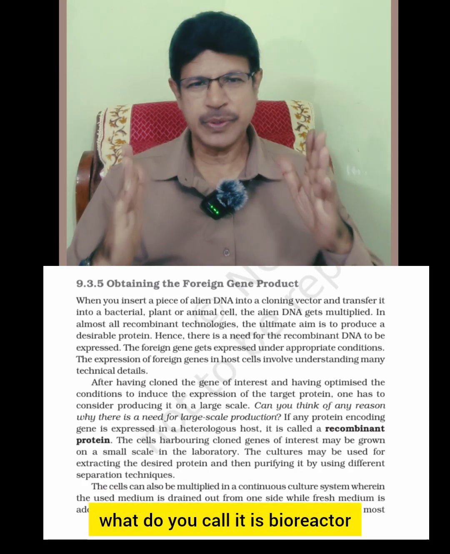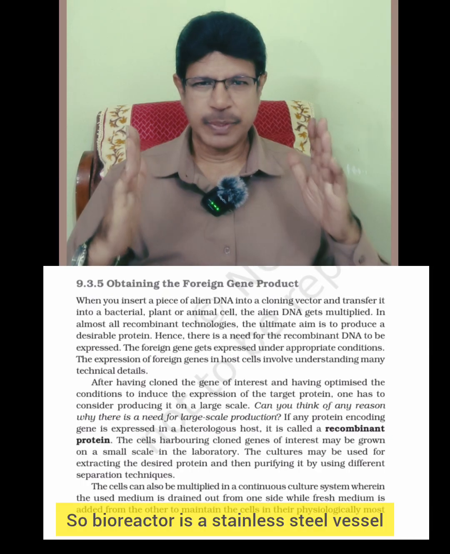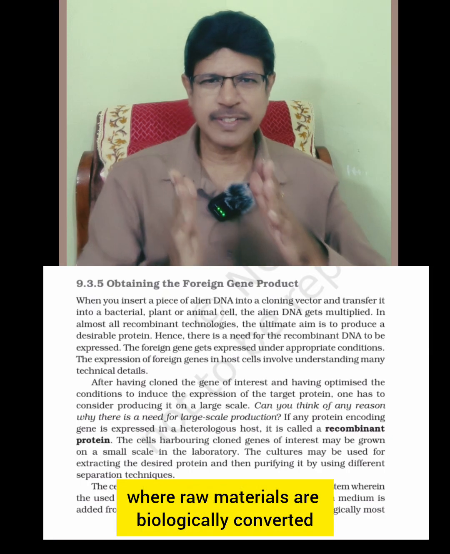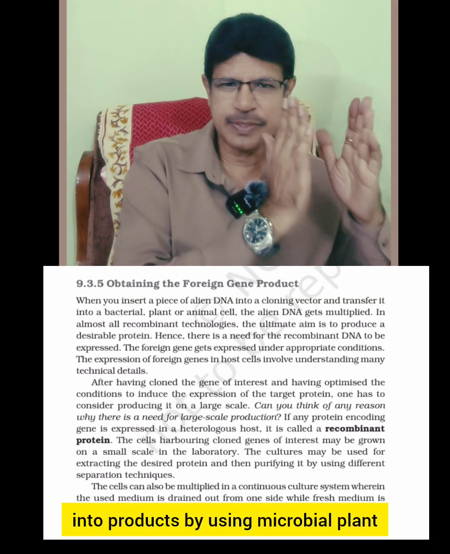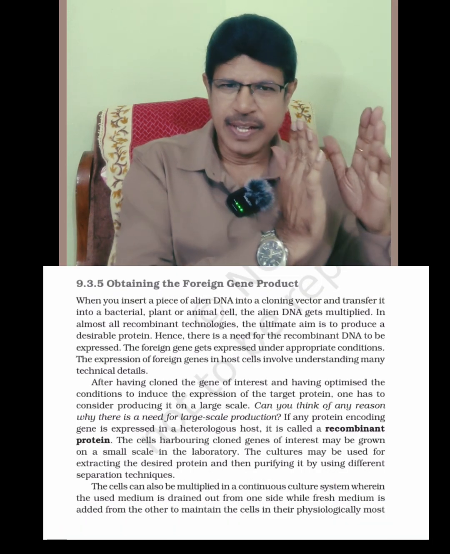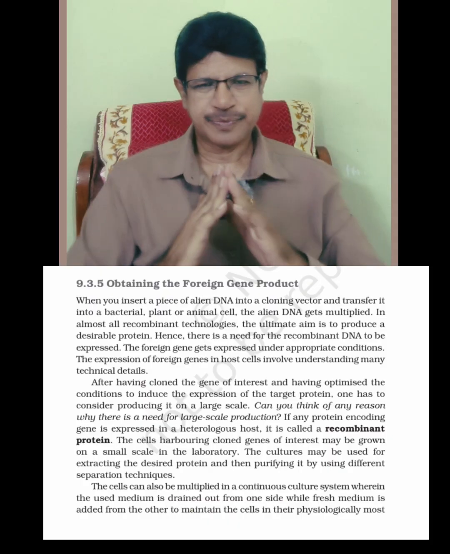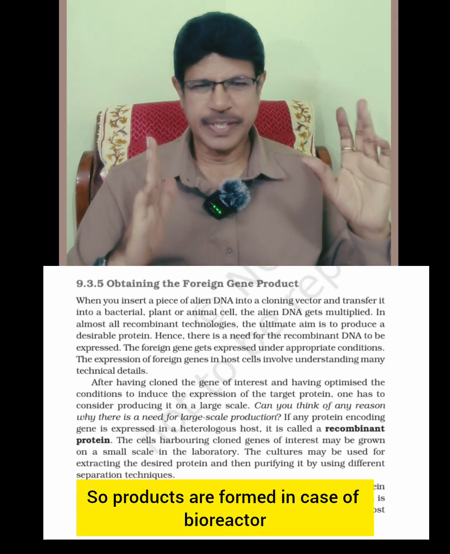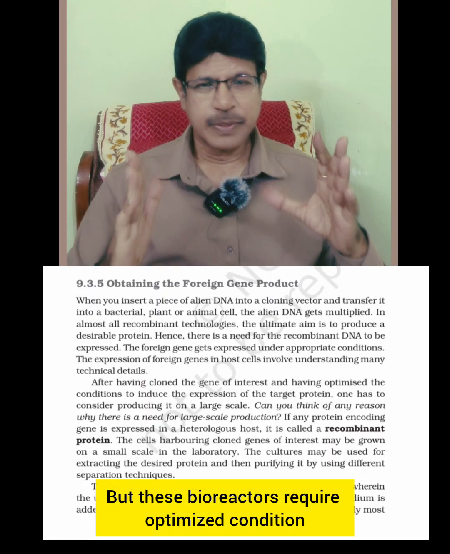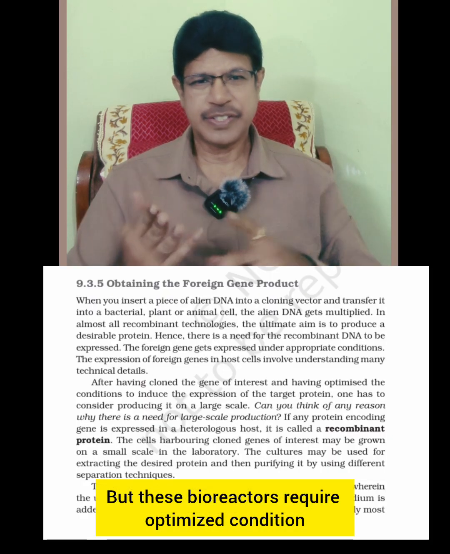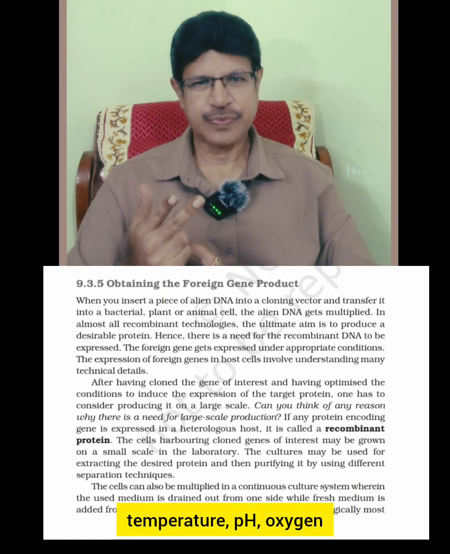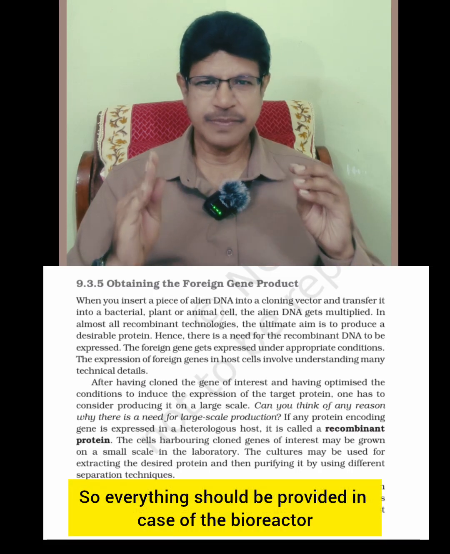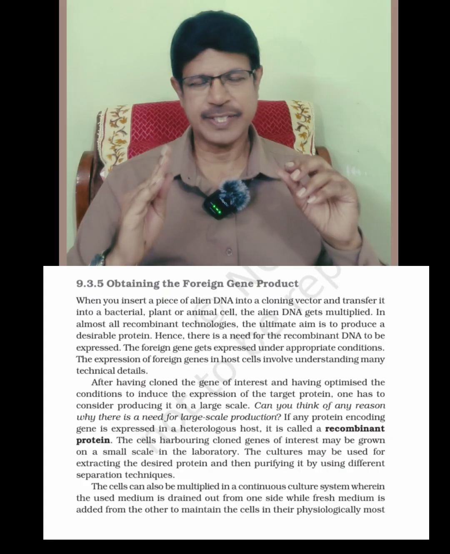What do you call it? It is a bioreactor. So a bioreactor is a stainless steel vessel where raw materials are biologically converted into products by using microbial, plant or animal cells. So products are formed in the case of a bioreactor. But these bioreactors require optimized conditions: temperature, pH, oxygen, nutrients. So everything should be provided in the case of the bioreactor.